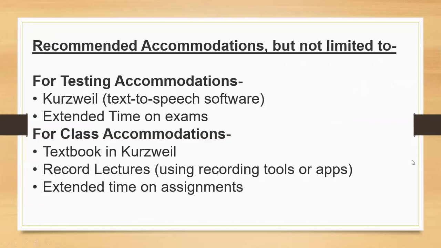So recommended accommodations for a student with dyslexia is Kurzweil for testing, extended time on exams. So they have more time to read and process the information. For the classroom accommodation, they'll have their textbooks in Kurzweil, recorded lectures, and extended time on assignments.